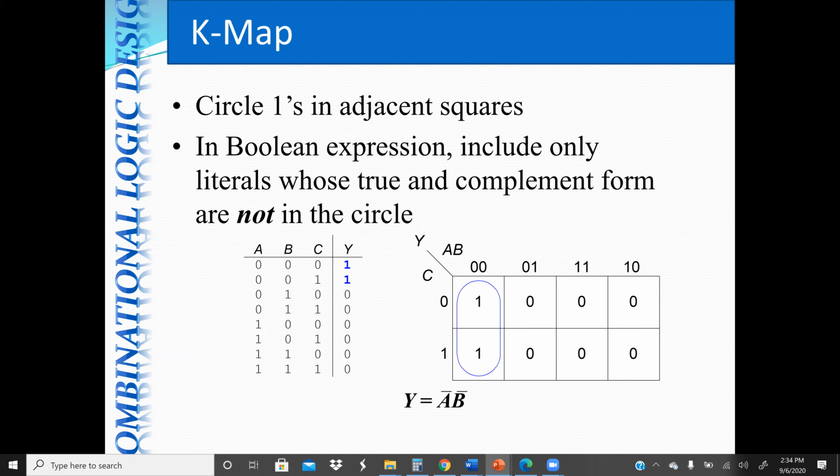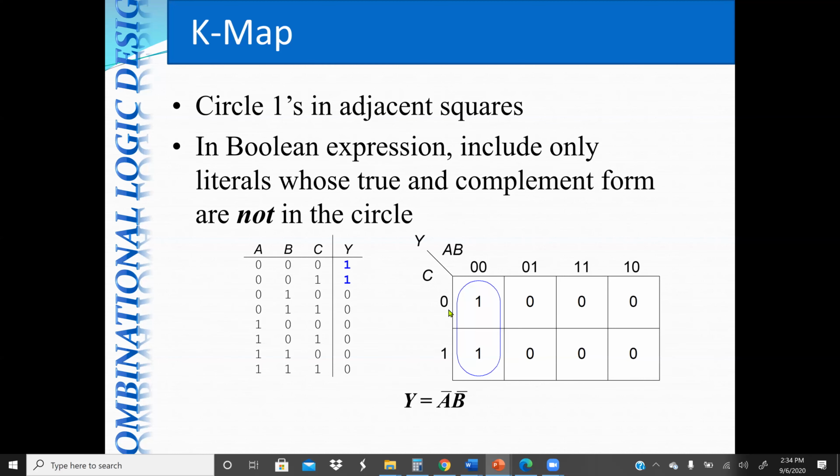But we know C invert and C will give us what? 1. Because if C is 1, C invert is 0. If C is 0, C invert is 1. So 1 plus 0, 0 plus 1, we get 1. So that means we can cancel it out and our final answer will be A invert and B invert. This is if you are doing algebra. Now, with the K-map, we just circle the adjacent.